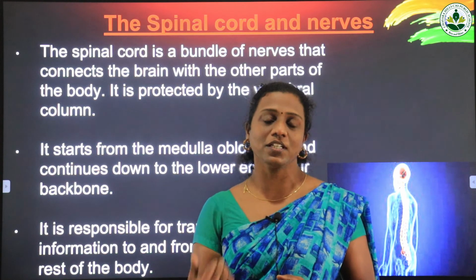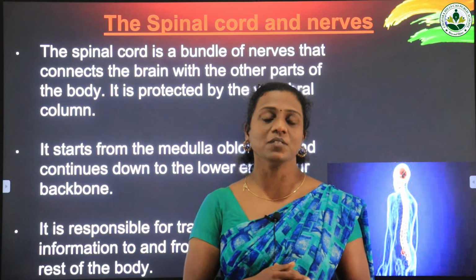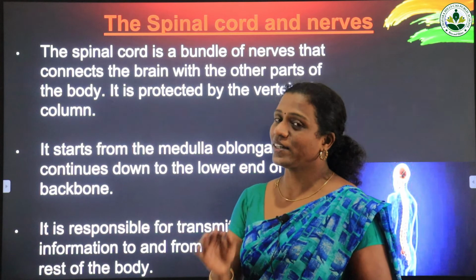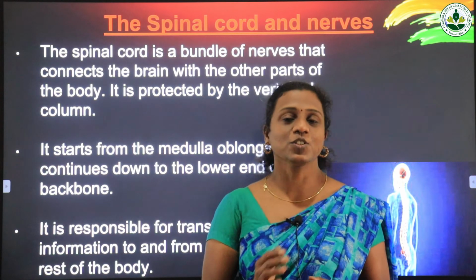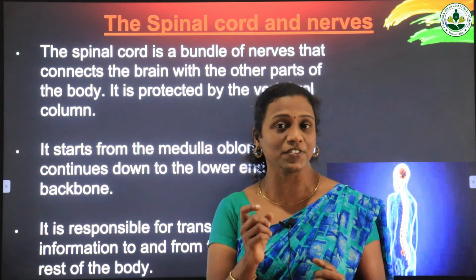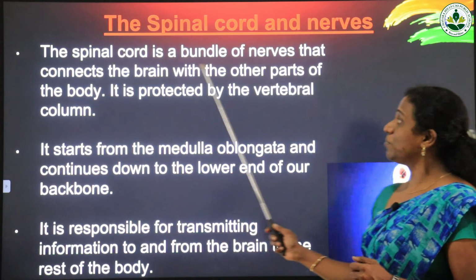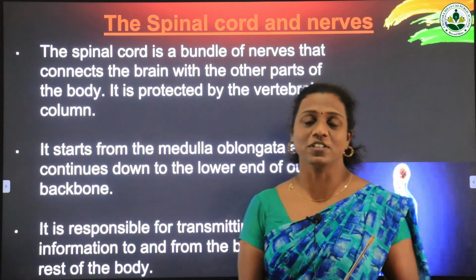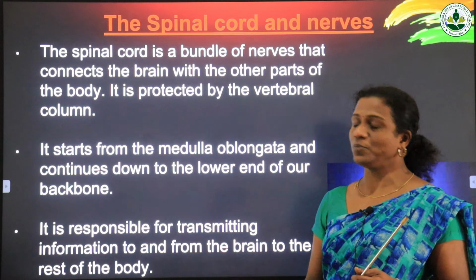Now we are moving to the next part of our nervous system, that is the spinal cord. So the spinal cord we already studied. Where can we see the spinal cord? In our backbone. The spinal cord is a thin bundle of nerves. It's a collection of nerves, but it is very thin. And it connects the brain with the other parts of the body. That is the function of the spinal cord.